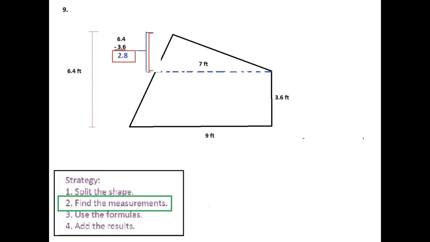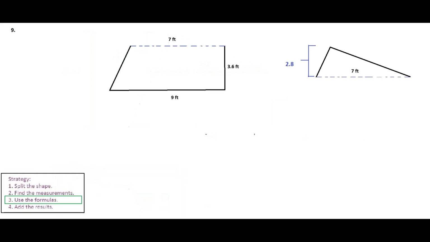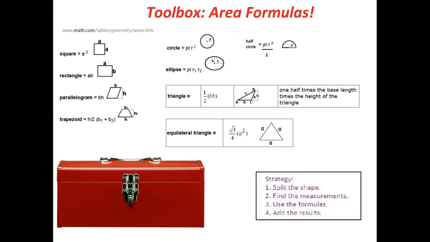Okay, so 2.8 is the height of that triangle sitting at the top. Now, we have just about everything we need to find that area. So let's go ahead and split these shapes apart. Now we can use our formulas. Let's look in our toolbox.